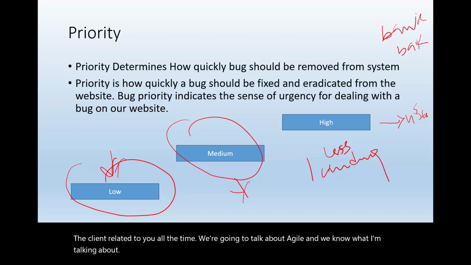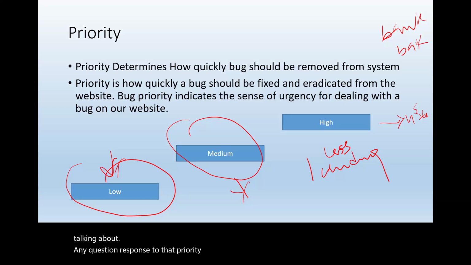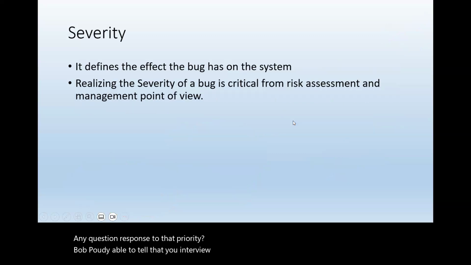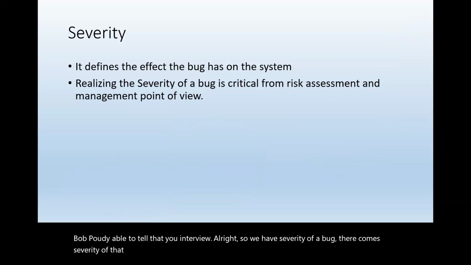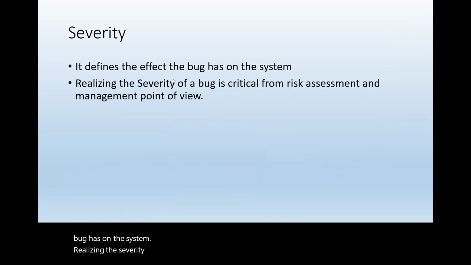Any question related to priority? No, sir. Are you able to explain that in an interview? All right. So we have severity of a bug. There comes severity of that bug. This is very important. They say severity defines the effect the bug has on the system. Realizing the severity of a bug is critical from a risk assessment and management point of view.